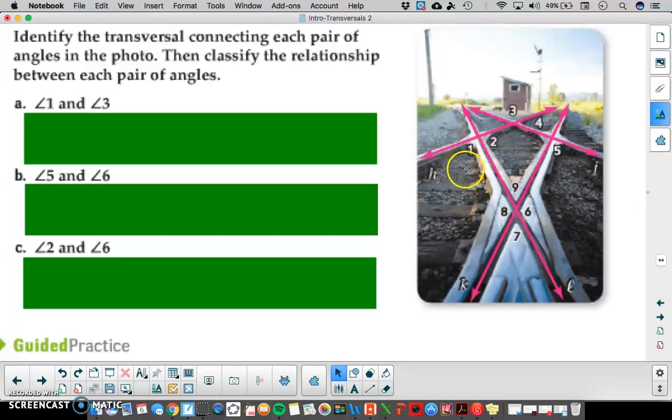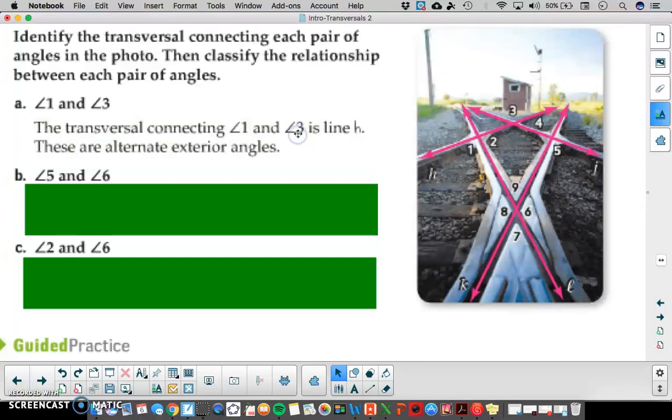Now notice that they are on different sides of that transversal H. That means that they will be alternate. Notice that both of those angles are outside of lines J and L. So those will be considered alternate exterior angles.